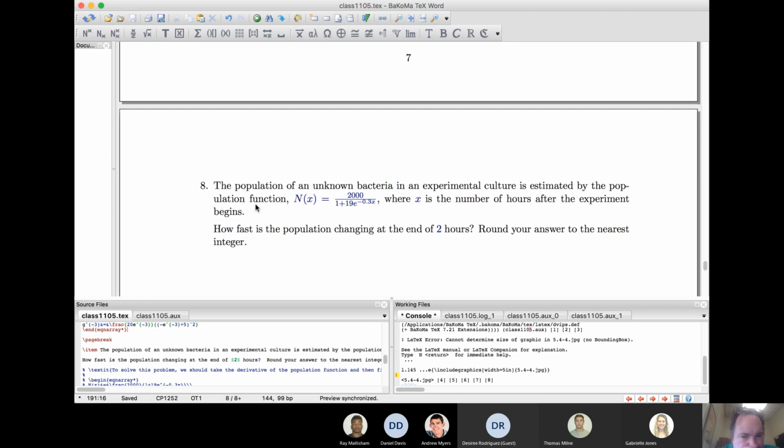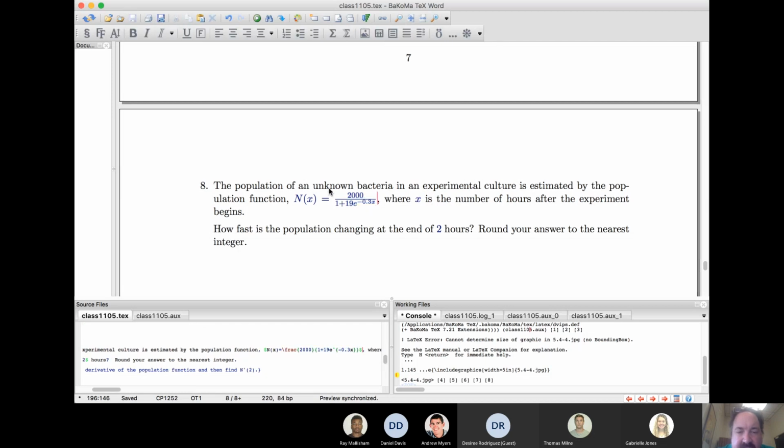Here we have an application problem. We have this function that describes how population of bacteria changes over time. Population growth often involves exponential functions. So here we have an exponential function with a negative exponent. That's going to decrease as time moves forward, because x refers to hours after the experiment begins. So this denominator is going to be decreasing, but because it's in a denominator, the overall fraction is going to get larger. In other words, the population is going to grow over time.